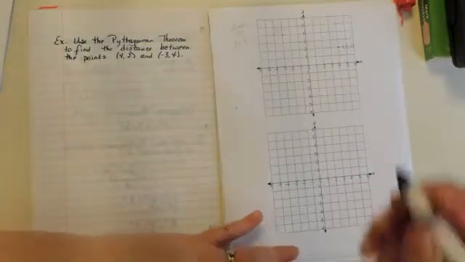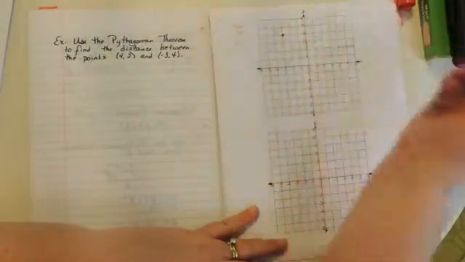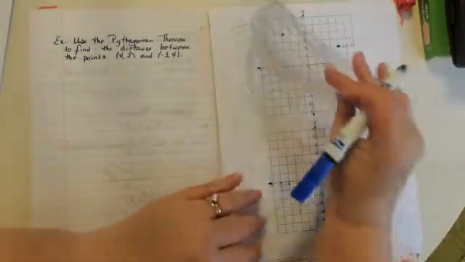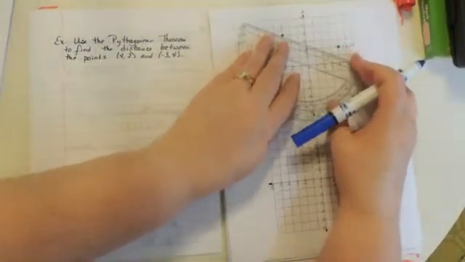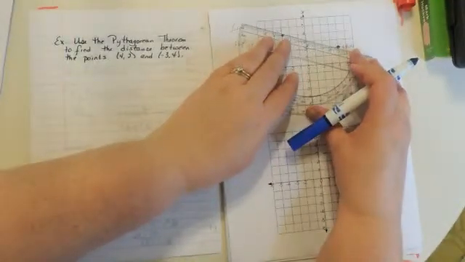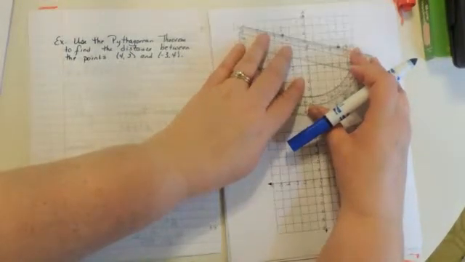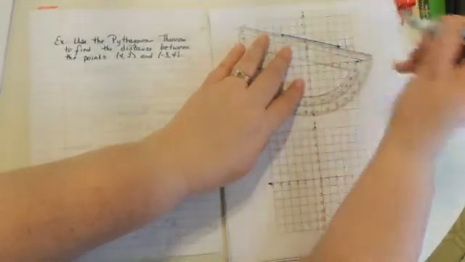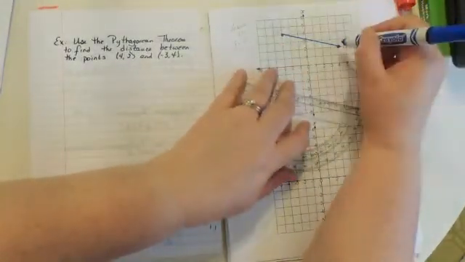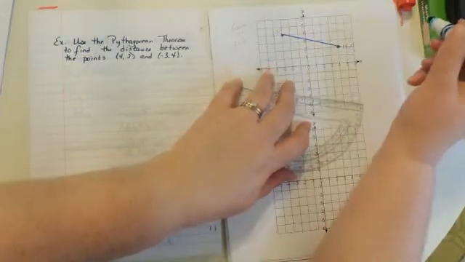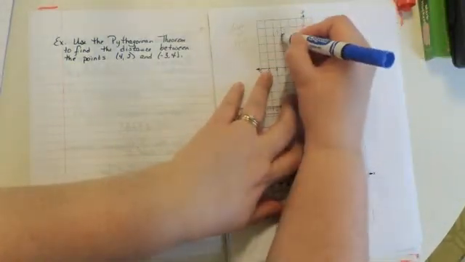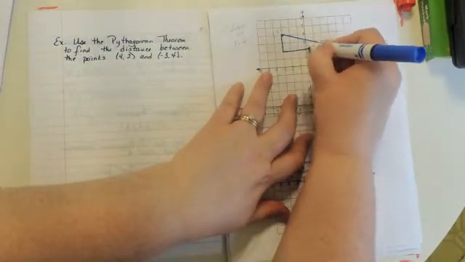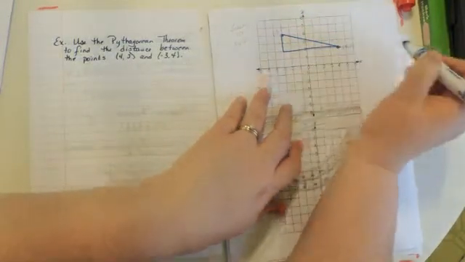So I graphed the points. Here is (-3, 4). Here is (4, 2). We're going to make a line between them. And this is our distance. So this is going to be our hypotenuse. We're going to turn this into a right triangle by dropping down the y and then moving towards the x. Okay?